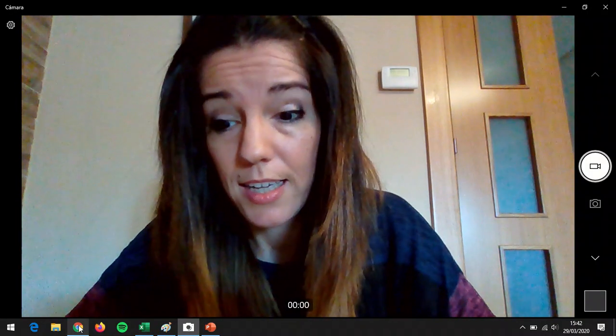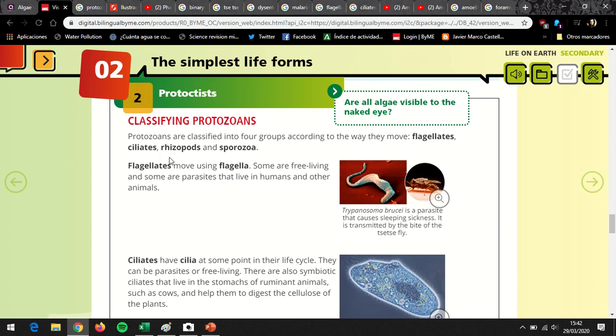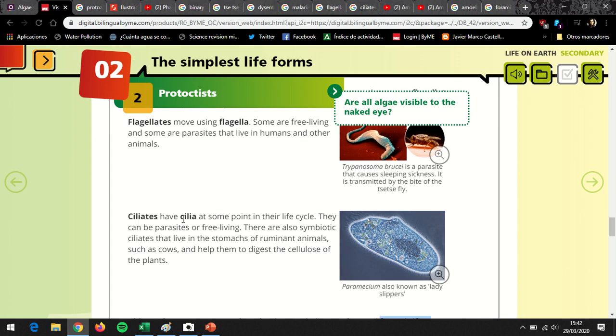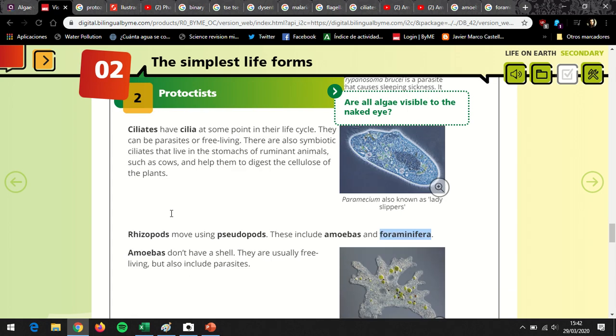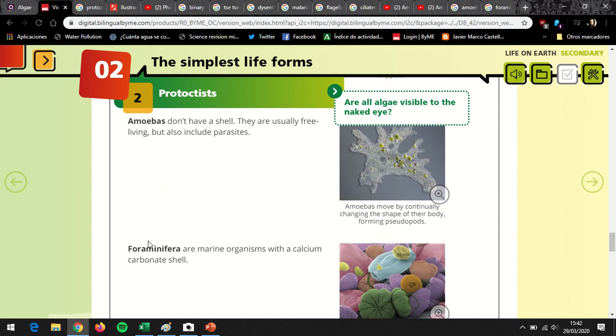Okay? And final type, we have seen, remember, flagellates, which move using flagella, such as the one causing the sleeping sickness. Ciliates, which move using cilia, such as paramecium, which is super, super typical. Then rhizopods, having amoeba or foraminifera.